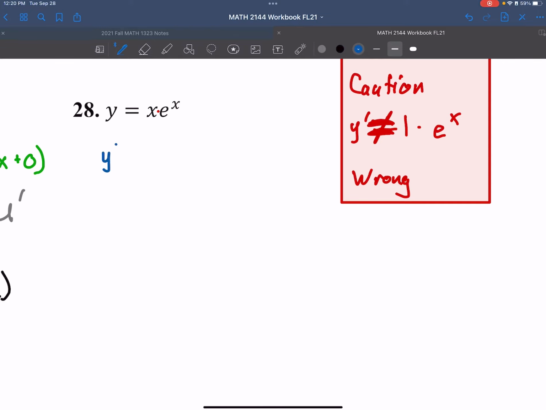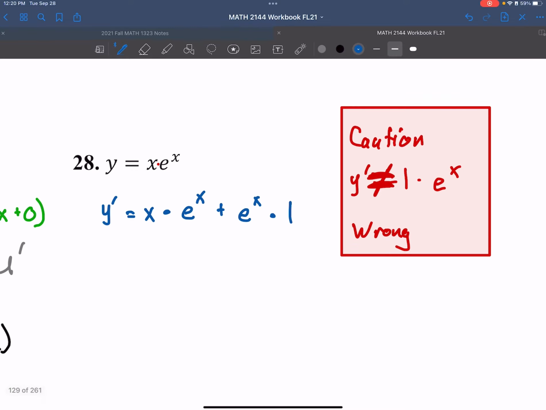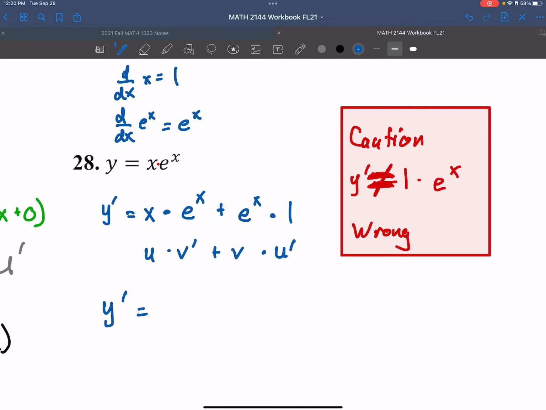So the derivative, y prime, is first times the derivative of the second plus the second times the derivative of the first. You may, off to the side, do something like the derivative of x with respect to x is 1, and then the derivative of e to the x with respect to x is e to the x. You may do that off to the side just to help yourself out. But you can see that this is u times v prime plus v times u prime. So y prime here is x e to the x plus e to the x.